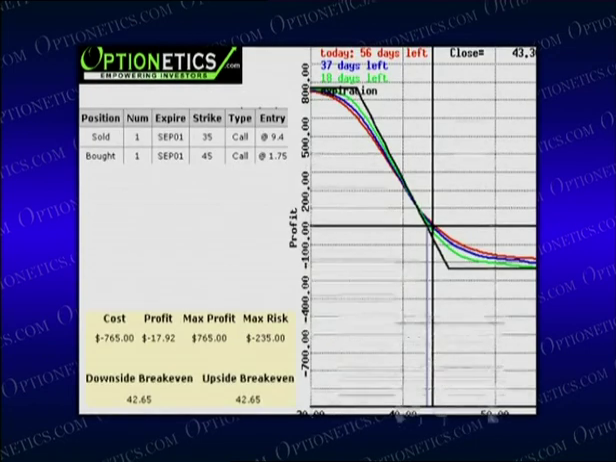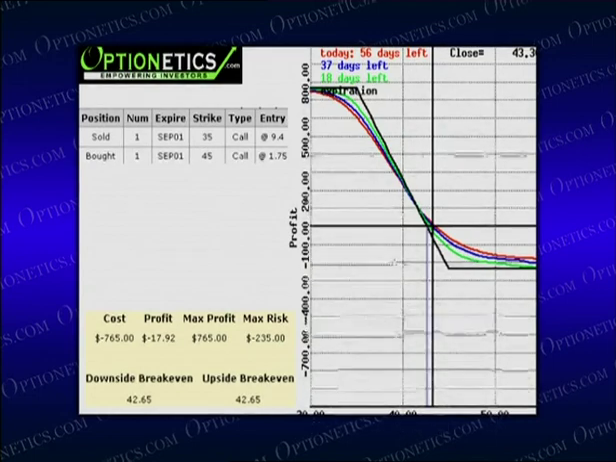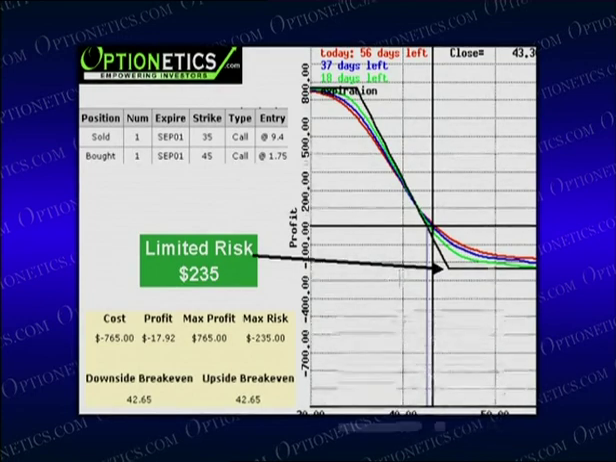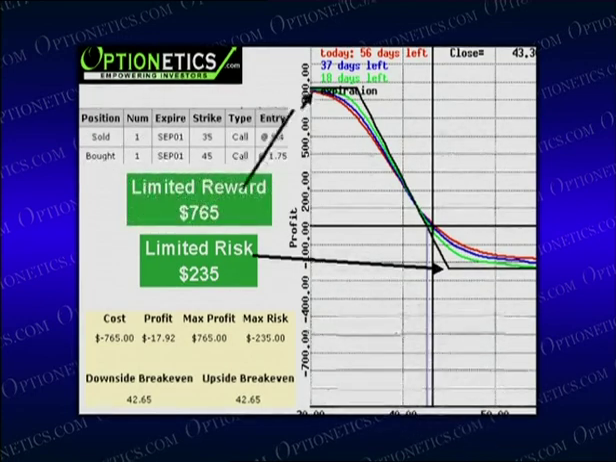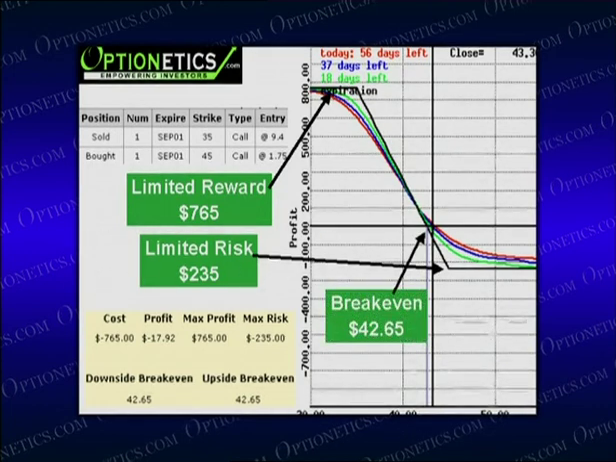Right. And if you look at this risk graph that we're putting up on the screen for you right now, it's basically showing you what your risk is. Risk is $235. Your reward is at the top of the risk graph. The maximum amount you can take in is $765, and we've got a break even of $42.65.